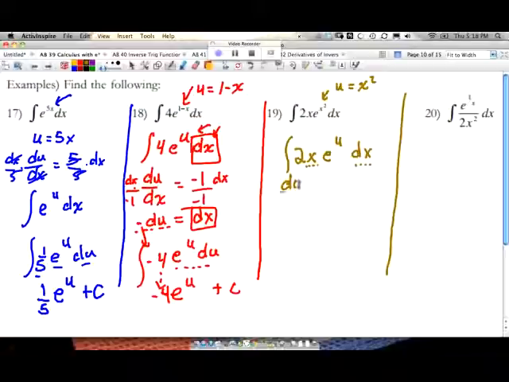Let's see what happens. Well, du dx, in this case, would be 2x. Whoa, that's super convenient, because now du is equal to 2x dx. So that's a straight-out substitution. I'm going to take out the 2x and the dx and replace it with du. So those are gone. It's just du. The e to the u is still there.